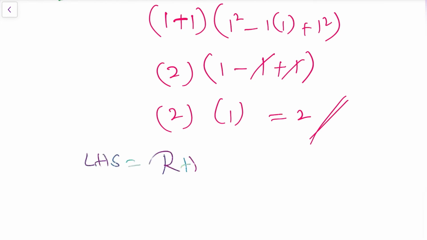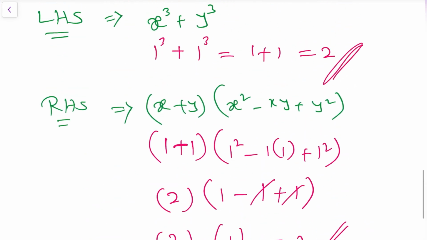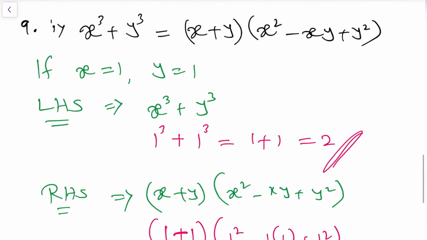So verification done. Not only 1 and 1, you can substitute any number in the place of x as well as in the place of y. You can substitute different numbers also, for example x is 3, y is 4, x is 5, y is 10, like that also. Always you will get the LHS and RHS values the same. So that's why we can conclude that this is an identity. Actually, this is one of the formulas we should learn. The x cube plus y cube formula is x plus y into x square minus xy plus y square.